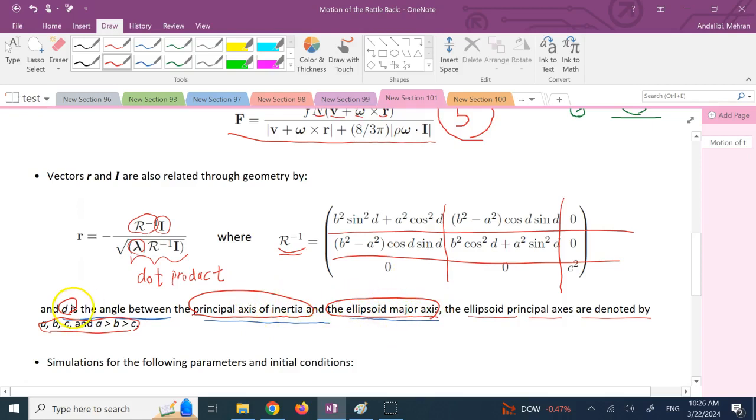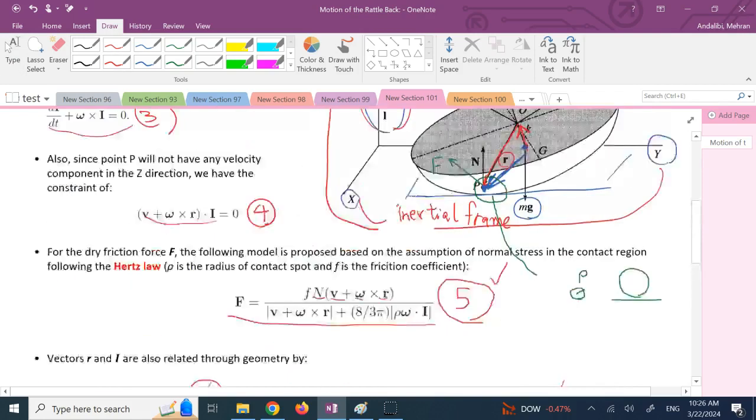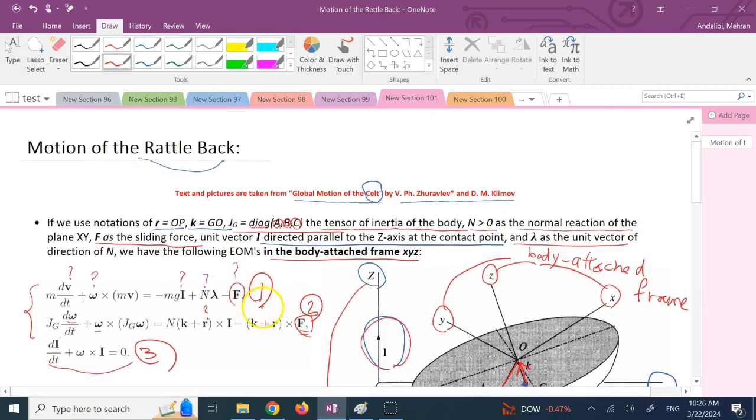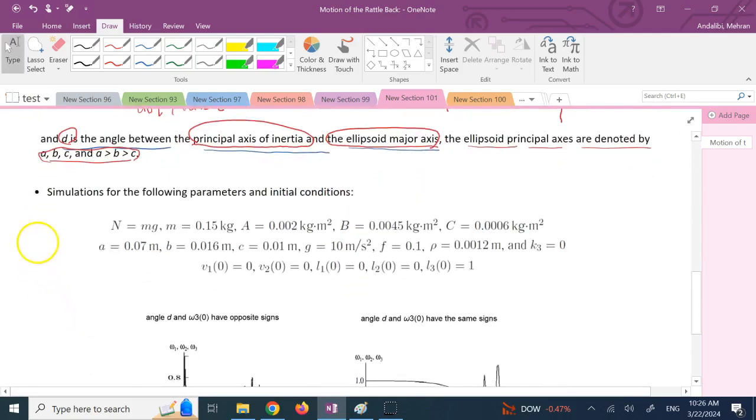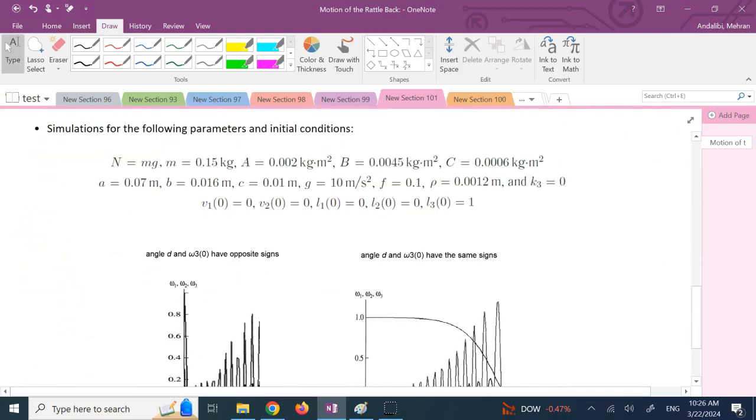And this angle between them, if we call it D, and we plug in A, B, C, D, here we can get this our inverse matrix, plug it here, and this one, if we know I, it can directly give us R. So now if I call this equation 6, I got 6 equations and 6 unknowns. Of course, not necessarily so simple to simulate, but here in the paper, simulations are done.